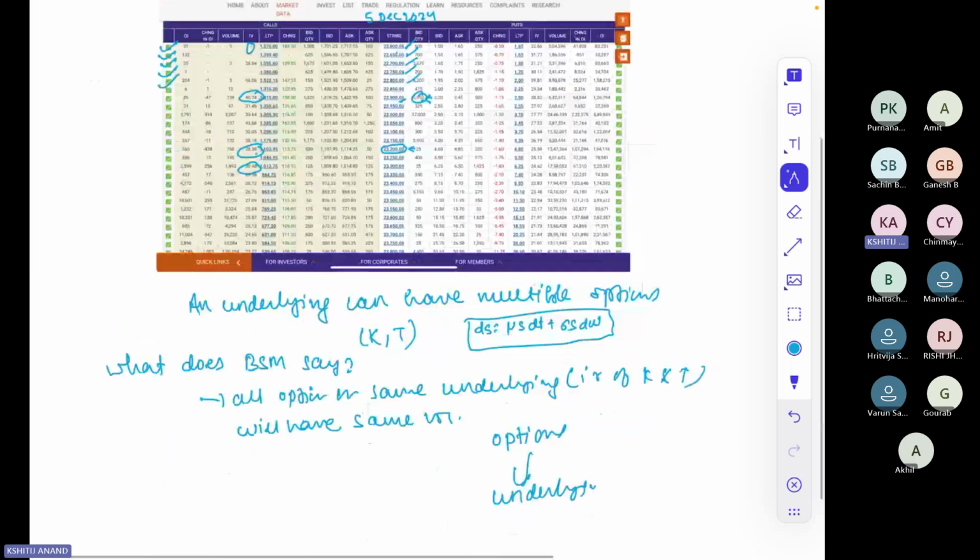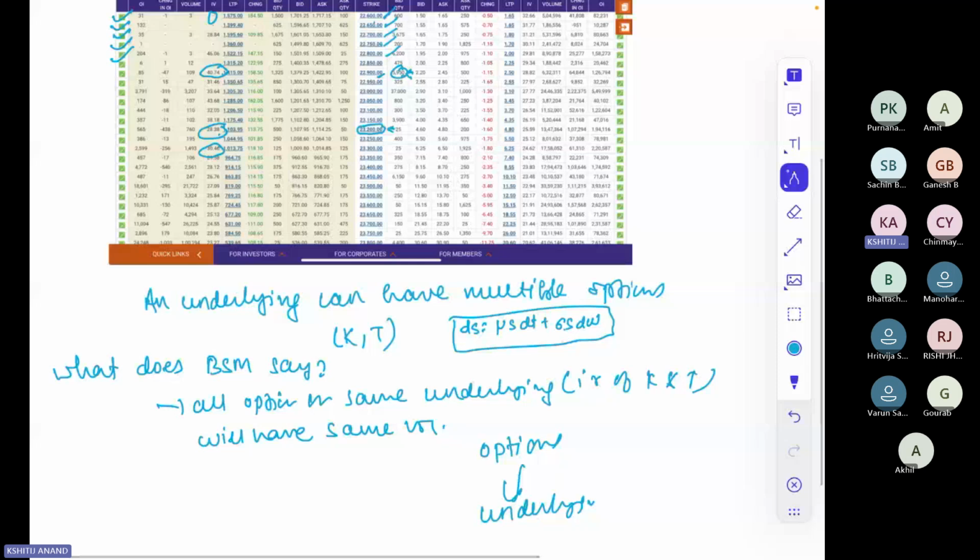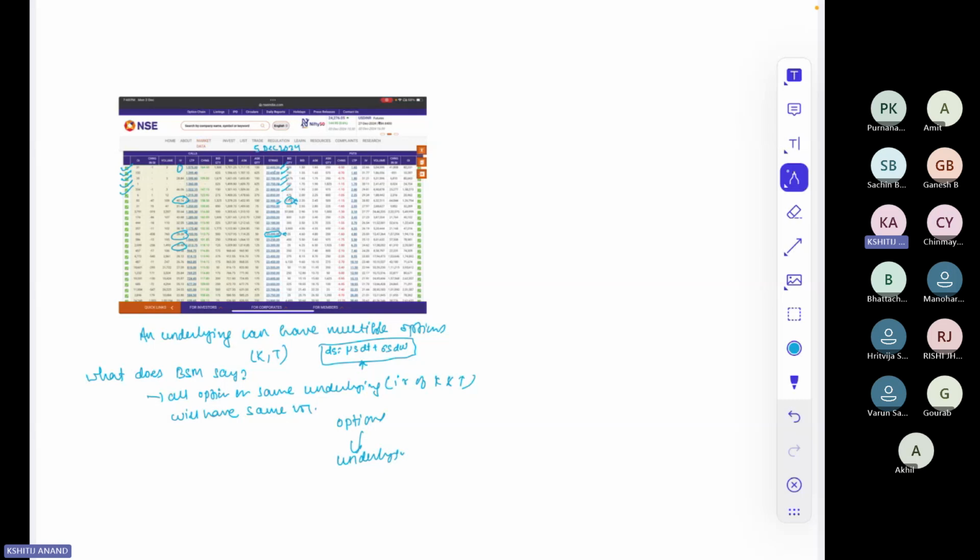So basically, what we were expecting is that all the options on the same underlying will have the same implied volatility. That should give us the same sigma, because they are all options on the same underlying. Sigma is something that appears on the underlying. Sigma is a property of the underlying. Okay, try to understand it like this. This is an interesting example that I guess you should be able to understand.